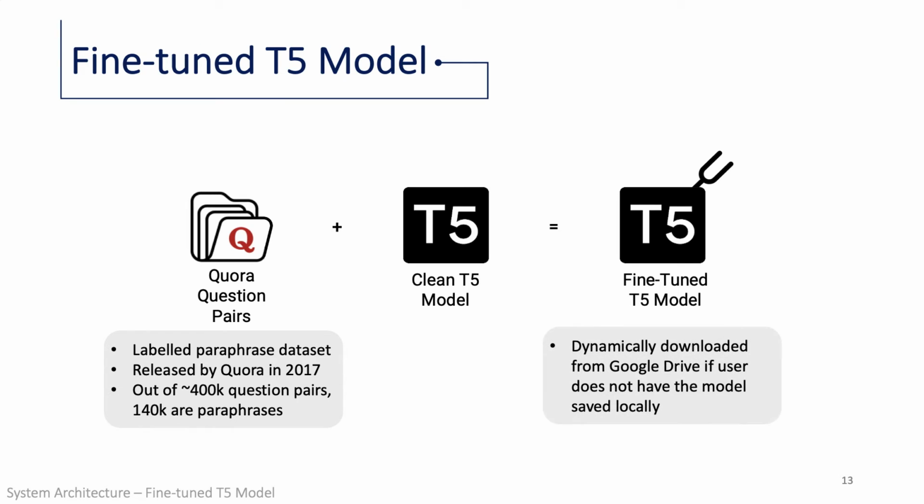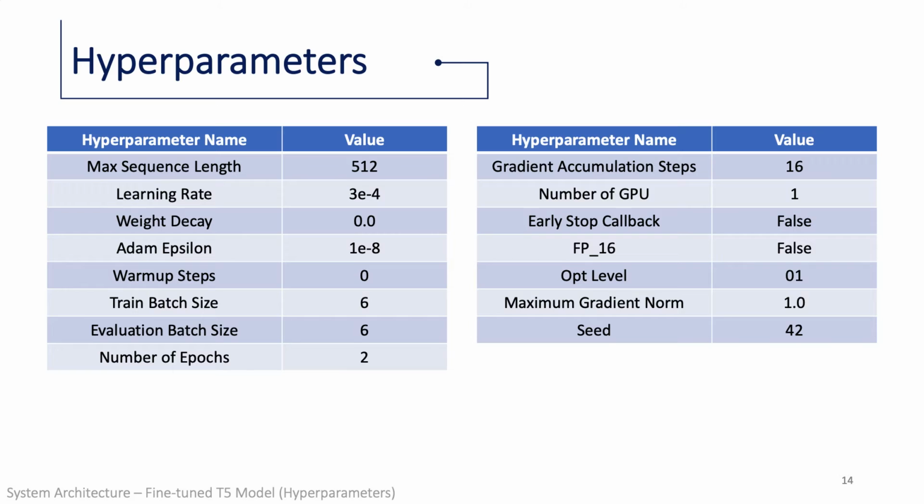As the size of this fine-tuned T5 model was too large to be uploaded to my GitHub repository, I've implemented a feature where the system will automatically download the model from my Google Drive into the user's local drive. This feature activates automatically when the user first uses the system and does not have my model saved locally. In the fine-tuning process of the T5 model, we experimented with various values of the hyperparameters and finally settled upon the following values shown on the screen.